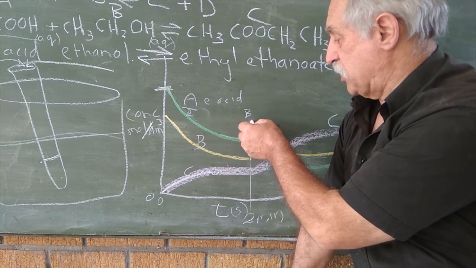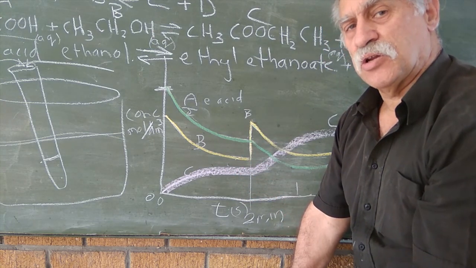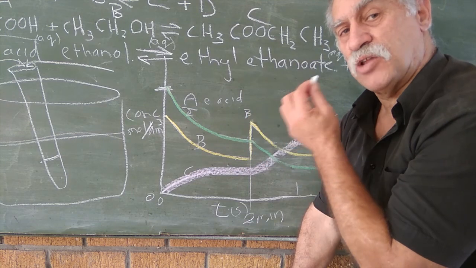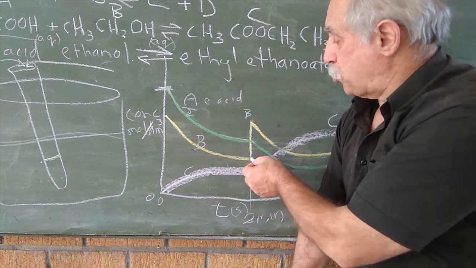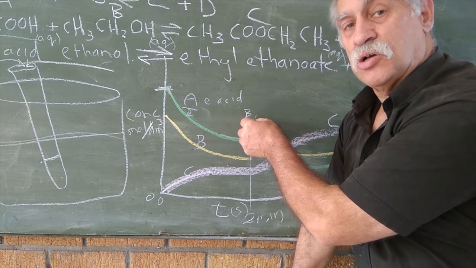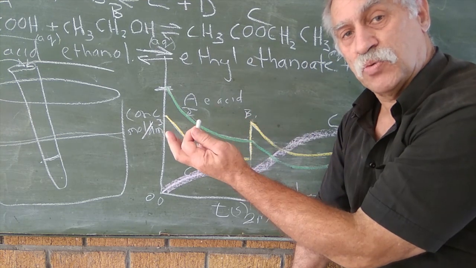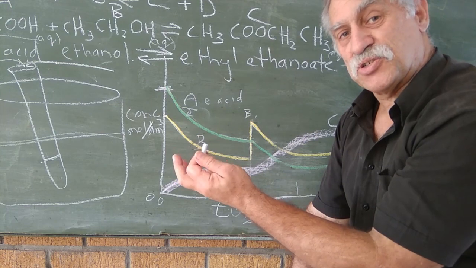Okay, now, classical question. Suppose you see a spike like this of B. What does that mean? It means you've taken your test tube and you've done what? B was the alcohol. And we've thrown suddenly a whole lot more alcohol in the test tube. We disturbed the equilibrium. We've disturbed the system.